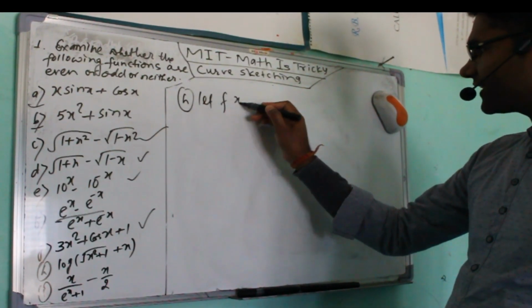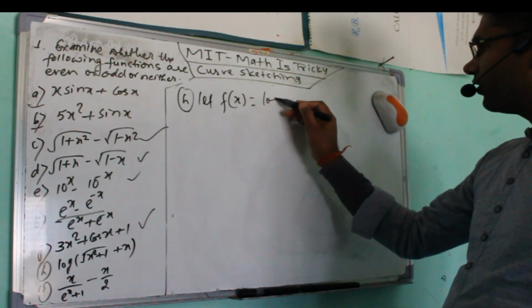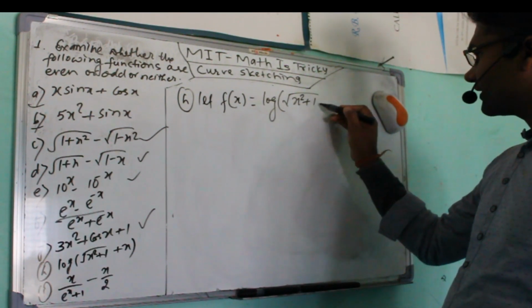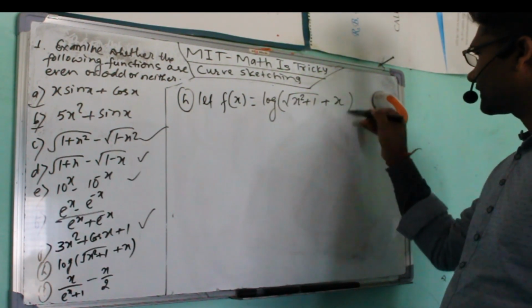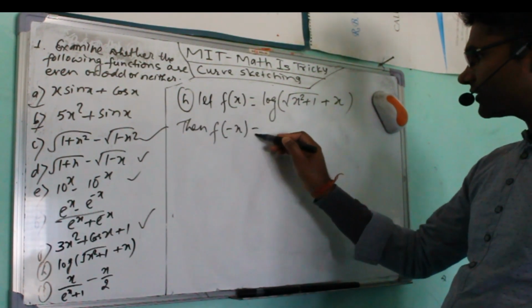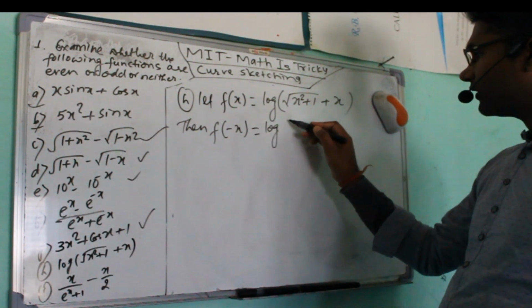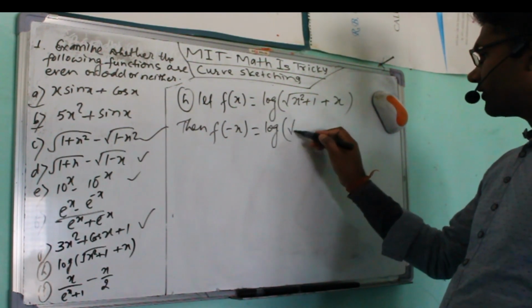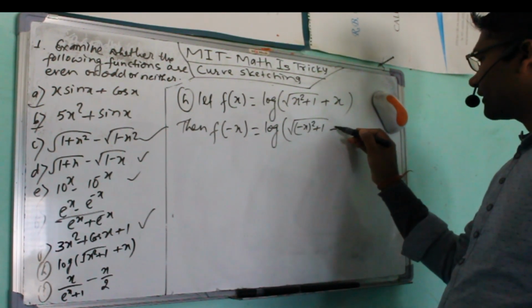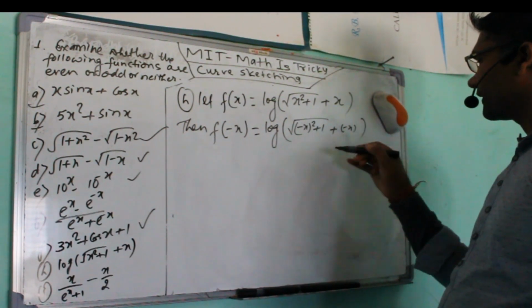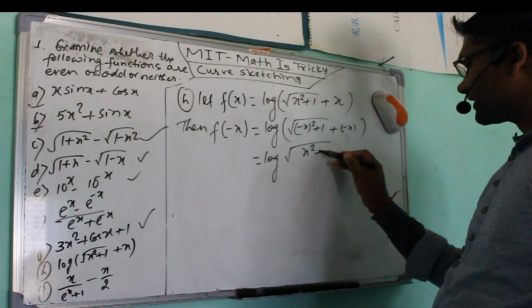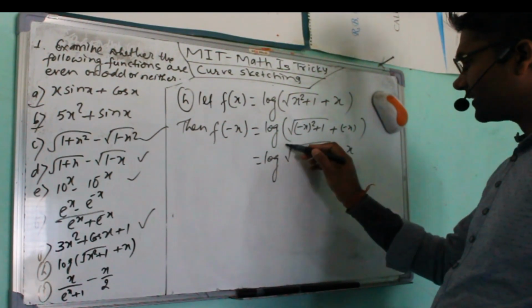Let f(x) = log(√(x²+1) + x). Then let's find the value of f(−x), which is simply log(√((−x)²+1) + (−x)), which gives log(√(x²+1) − x), isn't it?